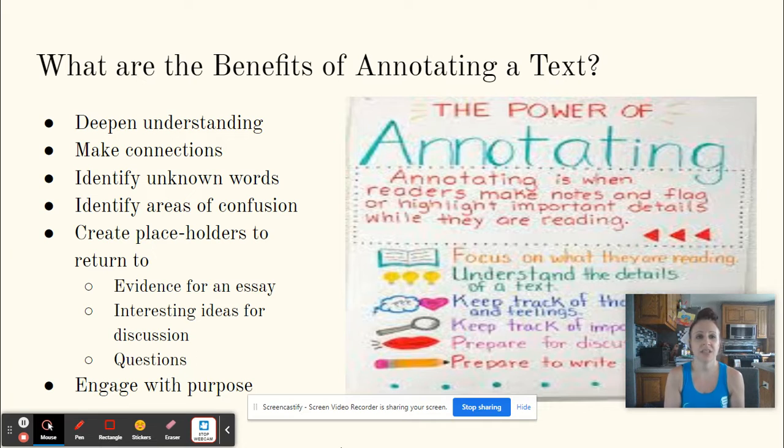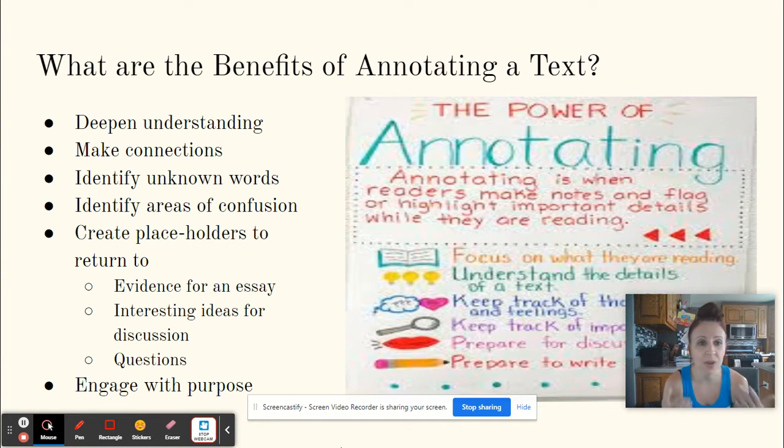What are the benefits of annotating a text? It deepens their understanding because they're really thinking as they write. It allows students to make and identify connections. Students can identify unknown words, so circle vocabulary that's unfamiliar to them. They can identify areas of confusion. So if a part of the story isn't making sense, they can make note of that to come back to.